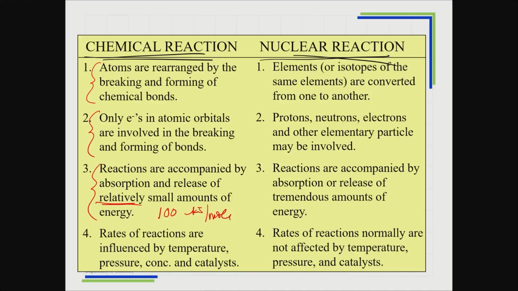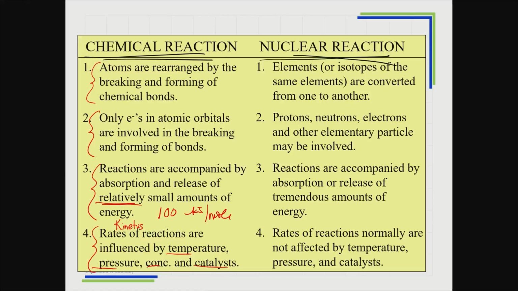Now, we dealt with kinetics in our chapter on kinetics. We talked about rates of reactions. Reactions in a chemical reaction were affected by temperature, pressure, concentration, and addition of a catalyst. Those are the things that we are familiar with in chemical reactions. These are the things that are completely different than what happens in a nuclear reaction. So let's run through the nuclear reactions, okay?